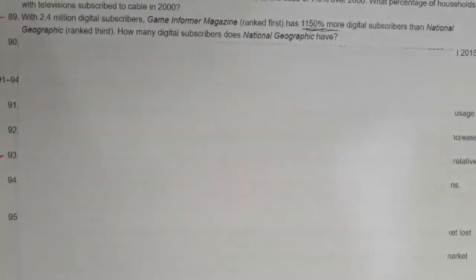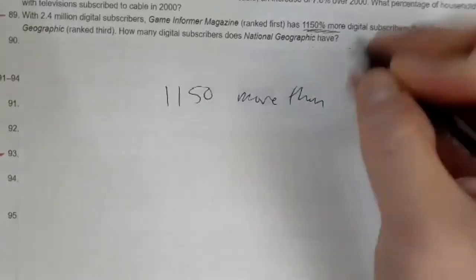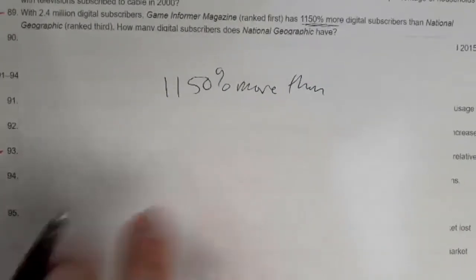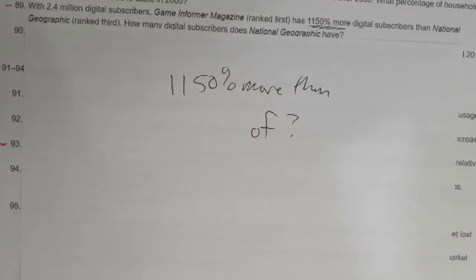Okay. So it says we're going up 1150%. So this is a more amount. If I want the of amount, what would I have to do? We're going 1150% more. We're taking one of our things and adding 1150% to it. So what would that give us total?